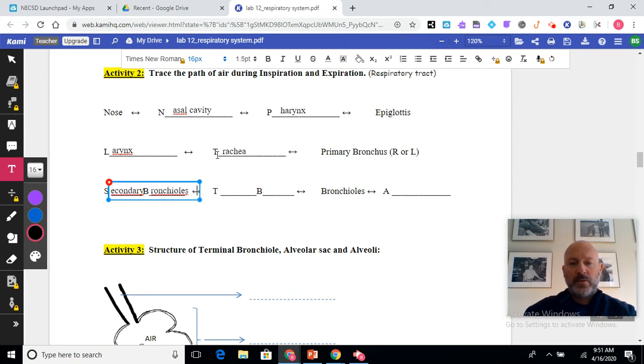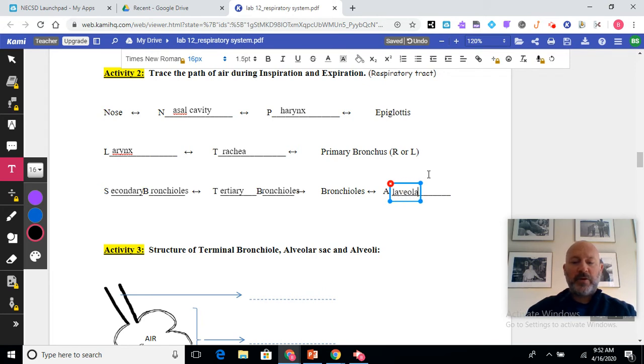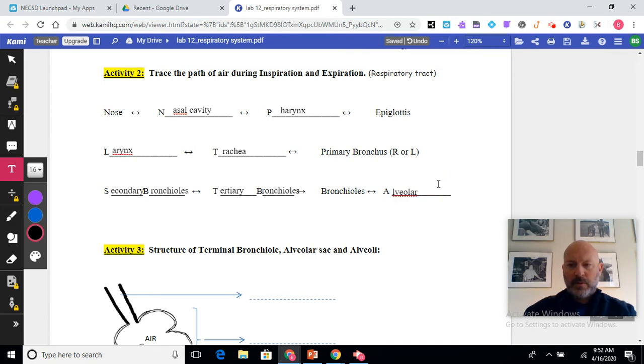Bronchioles. And then tertiary bronchioles. And then finally, terminal bronchioles. And then we're finally at the alveolar sacs, right? Or the alveoli.